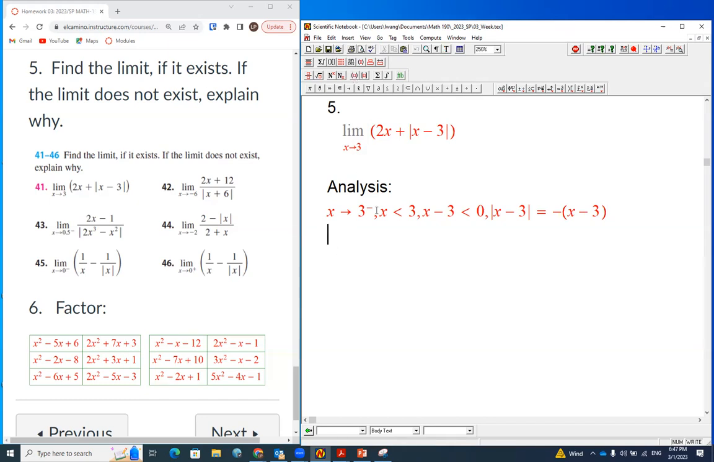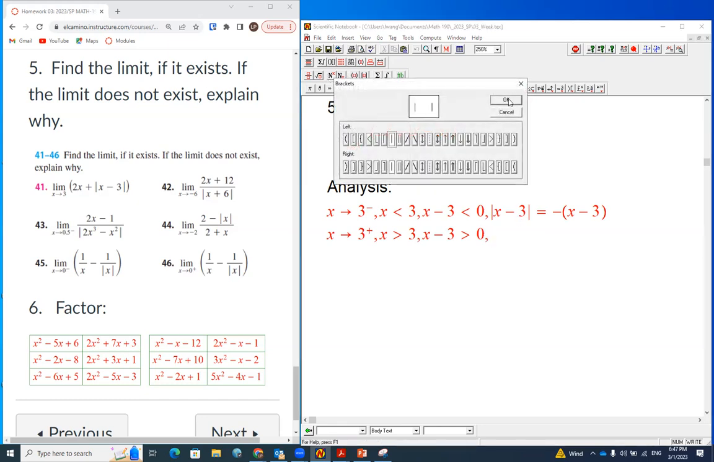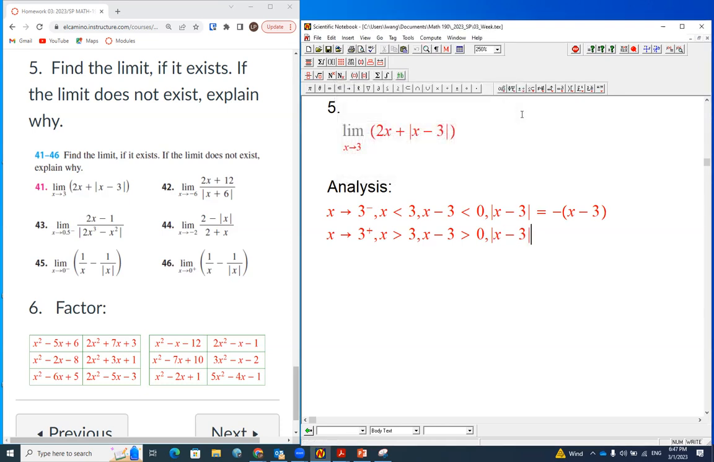If x is approaching 3 from larger than 3, what does that mean? It means x is larger than 3. If x is larger than 3, then x minus 3 is positive. If x minus 3 is a positive number, when we take the absolute value, it is going to be the same as the number.